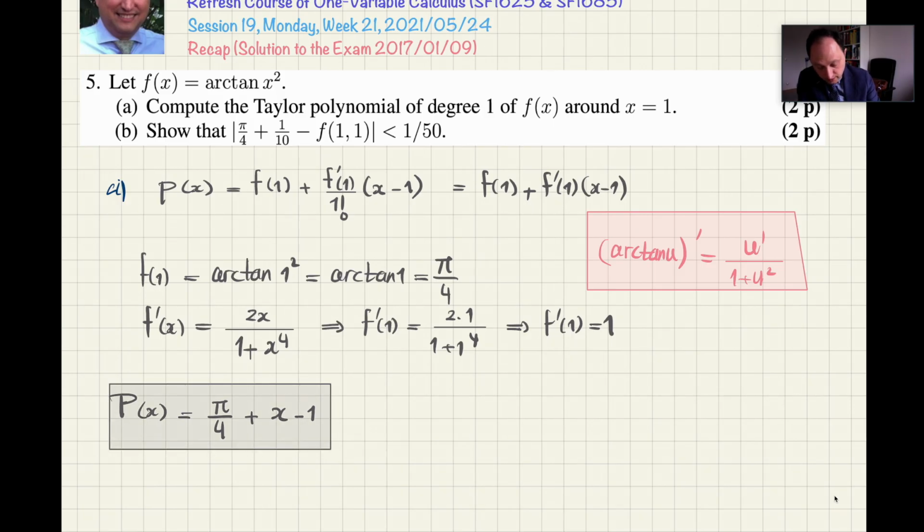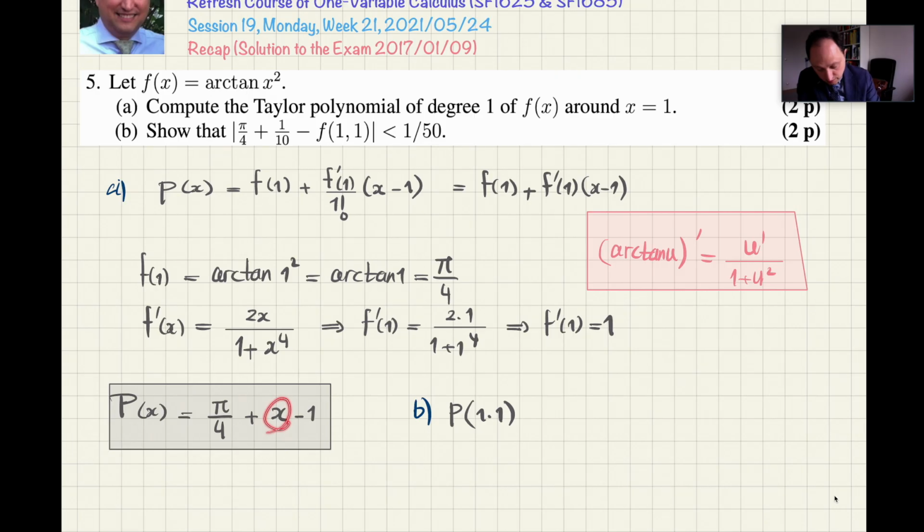Okay, and then on the second part we are supposed to show that this should be at 1.1. We want to show that this absolute value is less than 1 over 50. And I think you have enough experience. This is the error that we make. So by the way, let me calculate p of 1.1. This is for part B. If I calculate p instead of f, let me calculate p at this point.